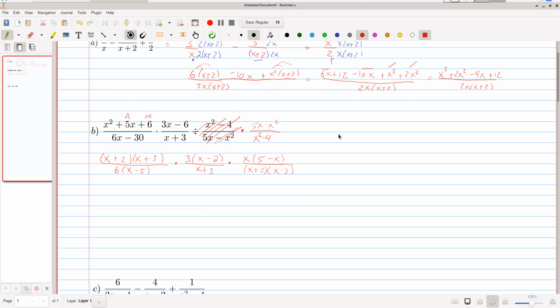Next up, let's see what reduces. I like to go one factor at a time across the numerator and see what it can reduce with in the denominator. So first up, we've got x plus 2, and we search in the denominator, and we've got another x plus 2 down here. So these will reduce out. Next up, we've got an x plus 3 in the numerator. We've got an x plus 3 in the denominator. Those are going to reduce out.